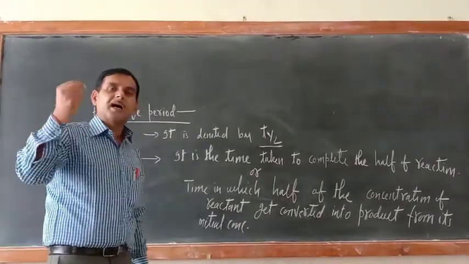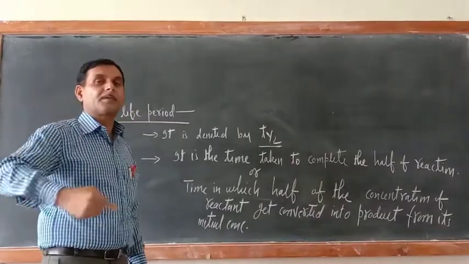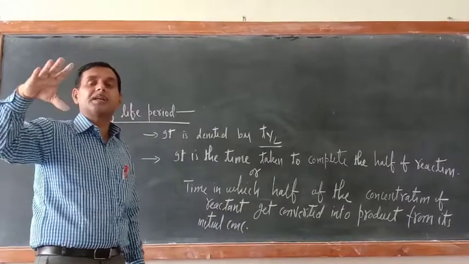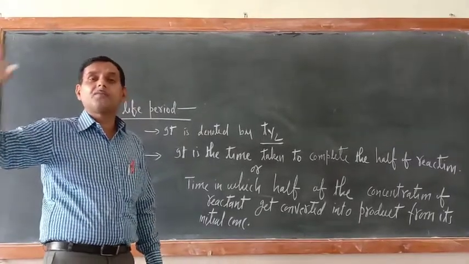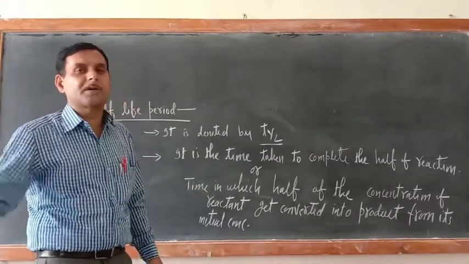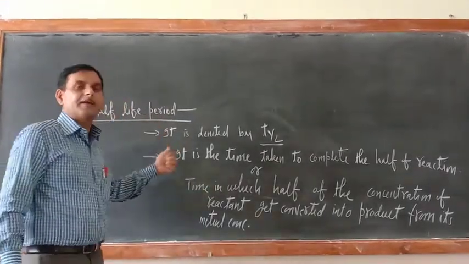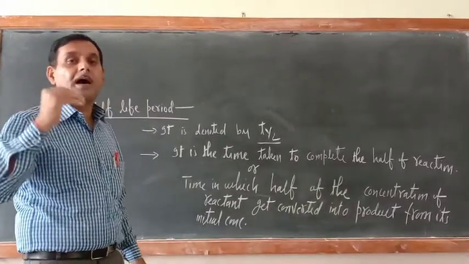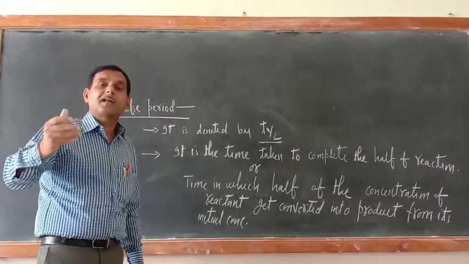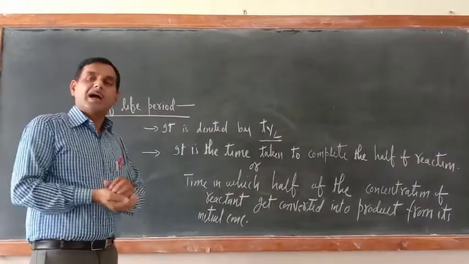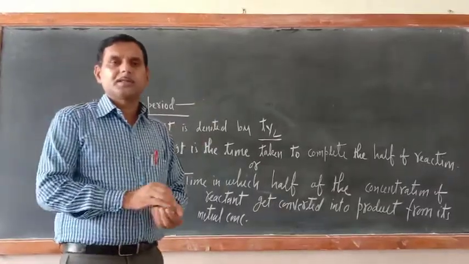So the half-life period is always calculated from the initial concentration only. What was the initial concentration? And at half of the time, what was the concentration of that initial concentration that gets converted into product? That is the half-life period. The half-life period for a zero order reaction and for a first order reaction is different. So I will derive the expression for that and its important conclusions.